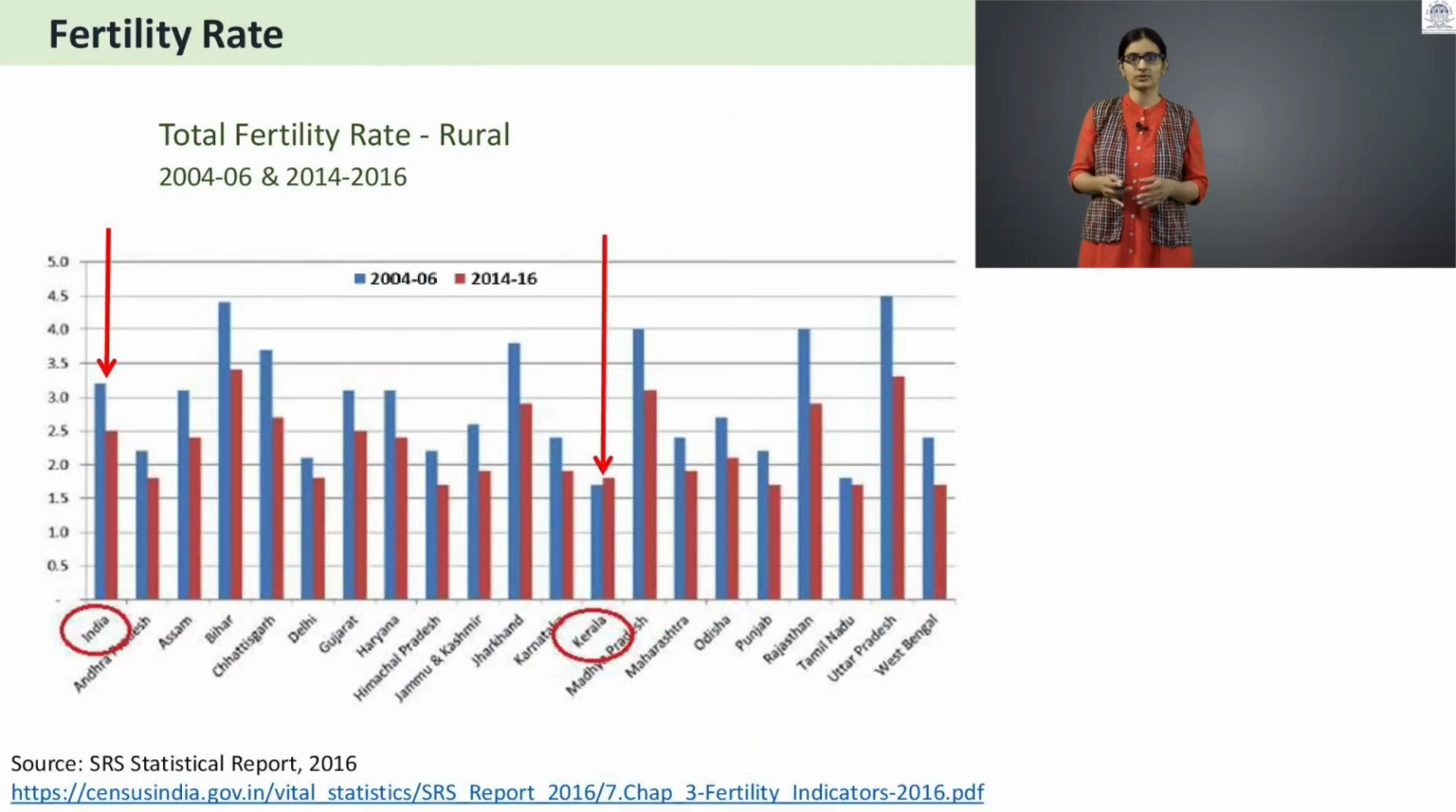This figure shows the fertility rate in rural India over a period of 10 years, 2004-06 and 2014 to 2016, and the changes there. So, once again on the x-axis you see the states, and on the y-axis you see the fertility rate. The bars in blue depict the year 2004-06, and those in red depict the reference year 2014 to 2016. So, what we see is a declining fertility rate trend from 2004-06 to 2014-16 in India, but also across all the states except in the state of Kerala.